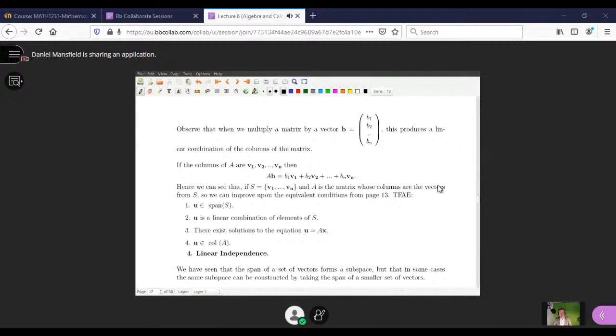Okay, so this is nice. This perhaps explains to you why we talk about it as a span of columns. Observe that when you take a matrix and you multiply it by a vector, confusingly I've called it B here. I want to answer the question about differences between infinite solutions and one solution in this chapter. Hold on to that question.